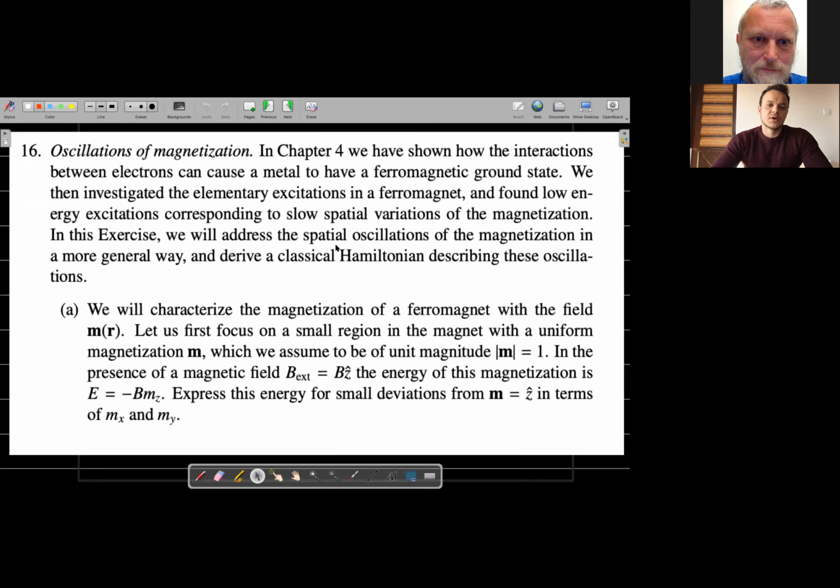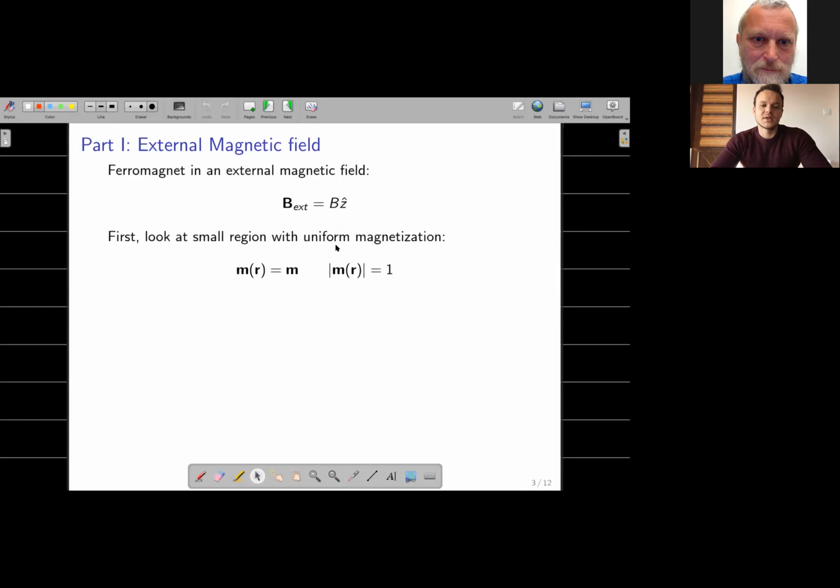Okay, so part one: we have a ferromagnet in an external magnetic field. This external magnetic field is along the z direction. And we concentrate on the case where there is uniform magnetization. The magnetization is not spatial, there is no spatial dependence of the magnetization. And we have the constraint that the magnetization is normalized to 1.